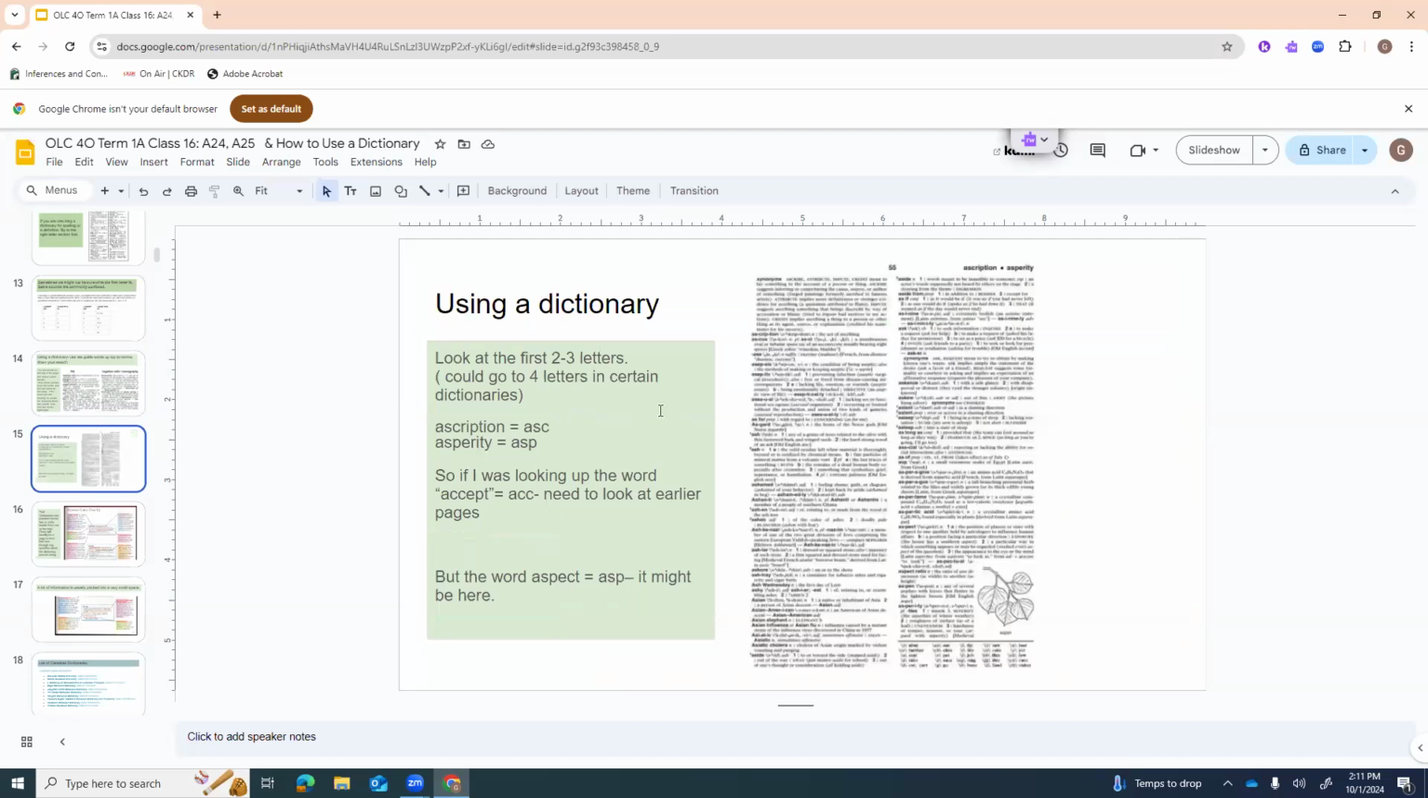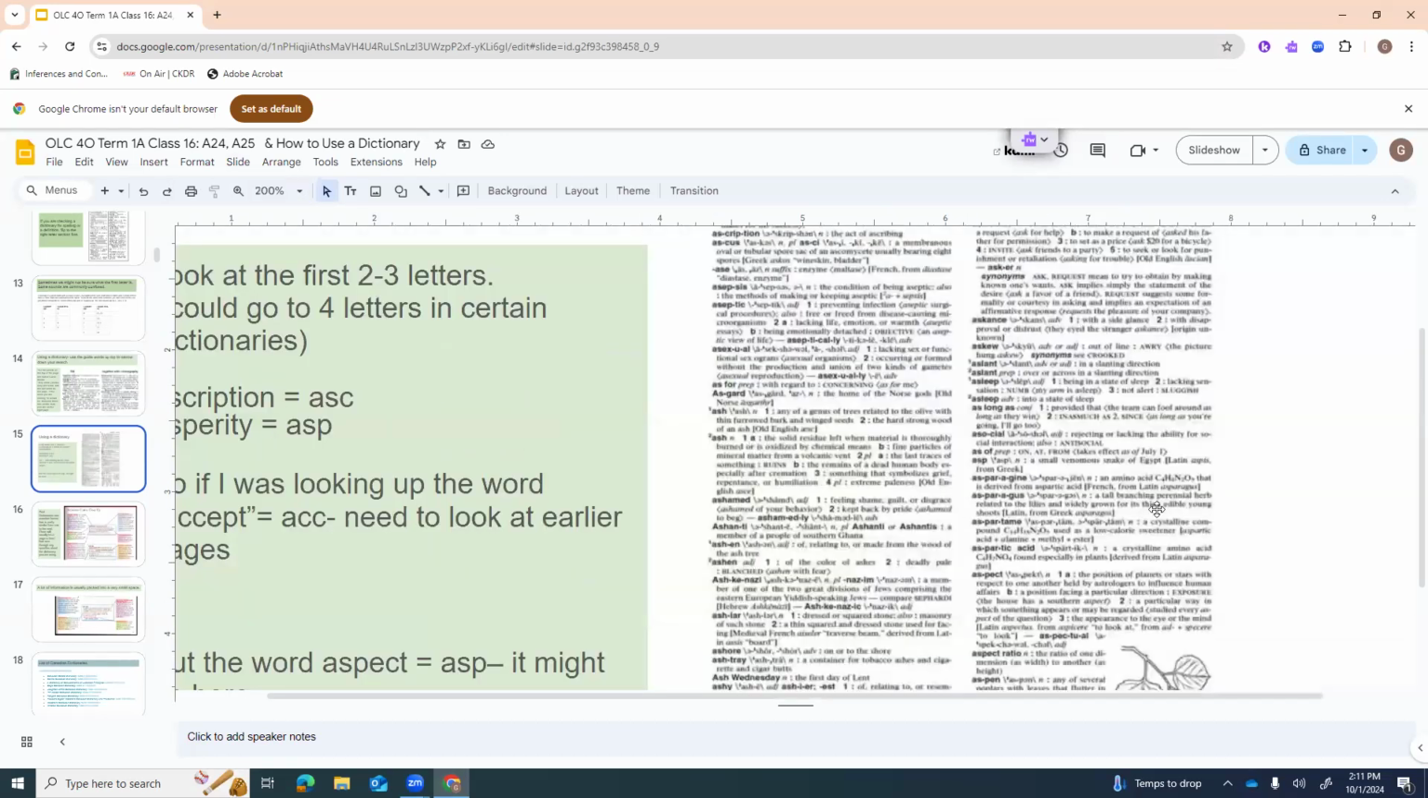So when you're using a dictionary, always look at the first two to three letters, maybe the first four letters in certain dictionaries. For example, here we've got ascription to asperity, ascription ASC, asperity ASP. If I was looking up the word accept, ACC, I'd need to be much sooner than this, earlier in the book. But if I was looking up the word aspect, ASP, it might be right here. I'm going to temporarily make this bigger so you can see what I mean. In order to fit it on the page, I can't necessarily include everything.